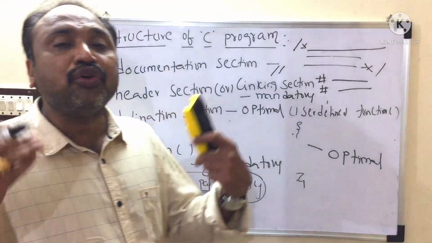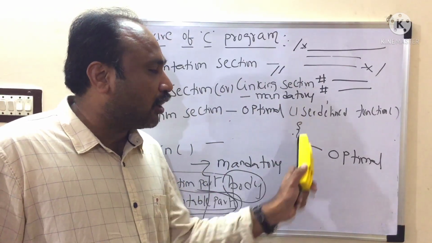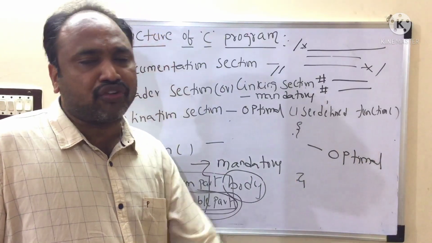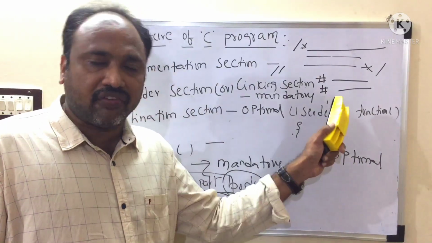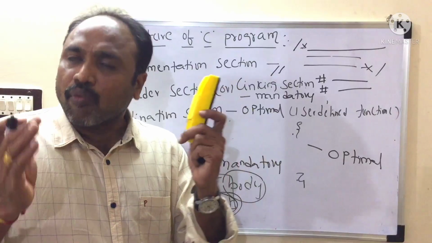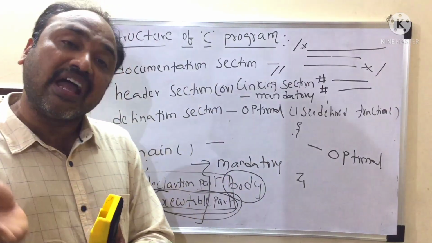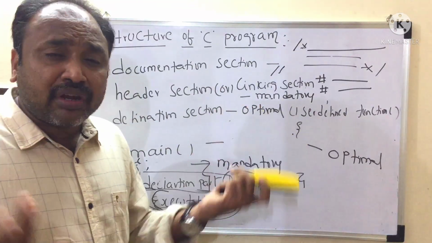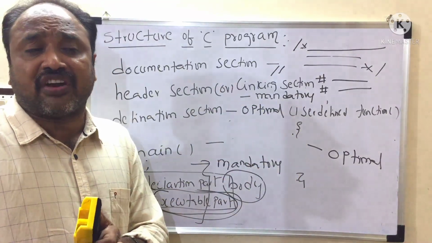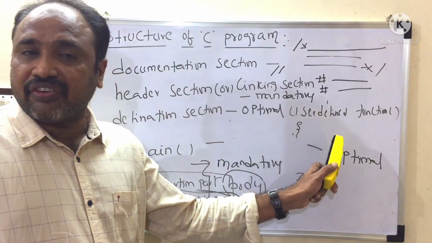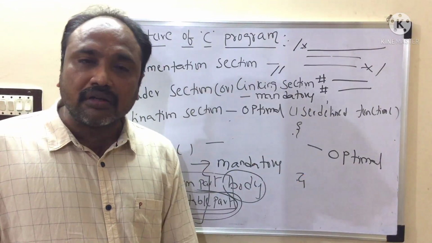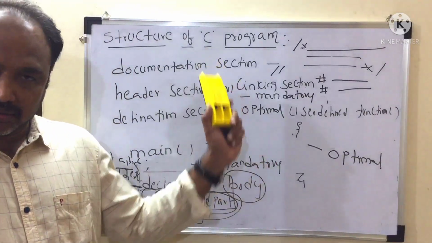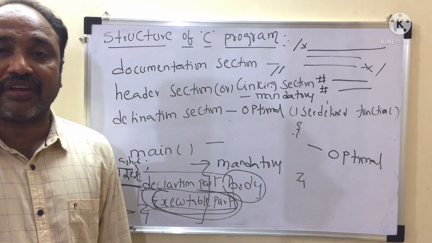Next, if you have to use any user-defined functions, we have to declare them here. We can define more than one user-defined function. You can define any number of user-defined functions. What is the purpose of user-defined functions? I will explain that also in a separate video. In every program we need not use a user-defined function. That's why this user-defined function section is also not mandatory. This is also optional. This is regarding the structure of a C program.